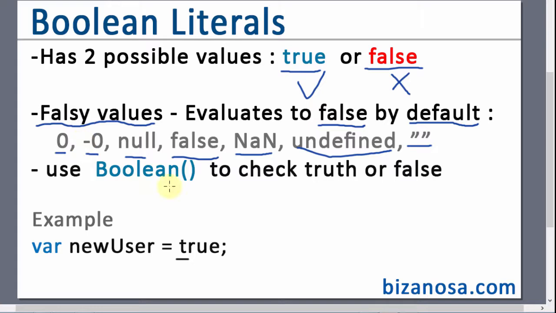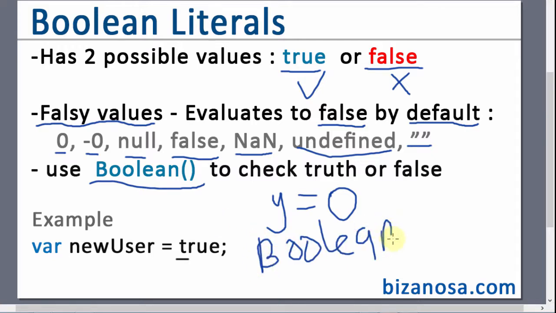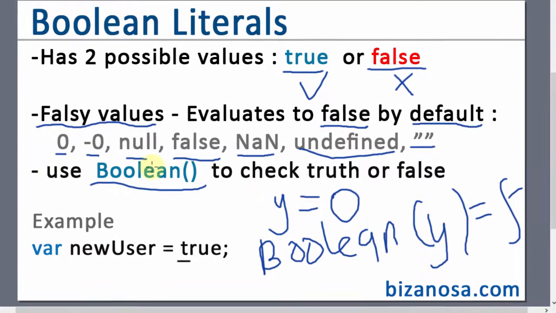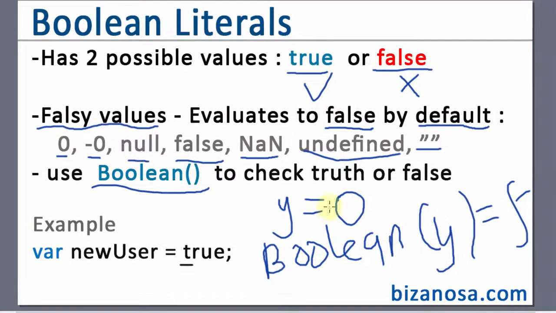So these are values that, let's say maybe you have y is equal to 0, and then you do a test. You can use the Boolean function to check for the truth or false. Y is equal to 0. So if we check for Boolean y to check whether this value is true or false, this will be false because the value of y is 0. So let me go to the browser and just see this as an example.